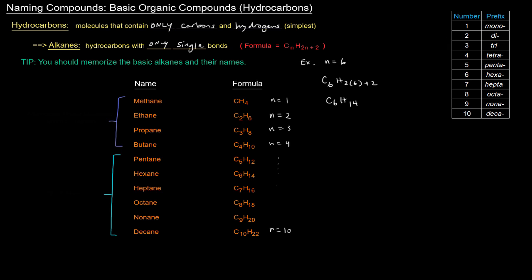And when it comes to this, though, these first four, methane, ethane, propane, and butane, n equals 1, 2, 3, 4, respectively, you should just memorize their names and formulas because they are common names, right? Common names.